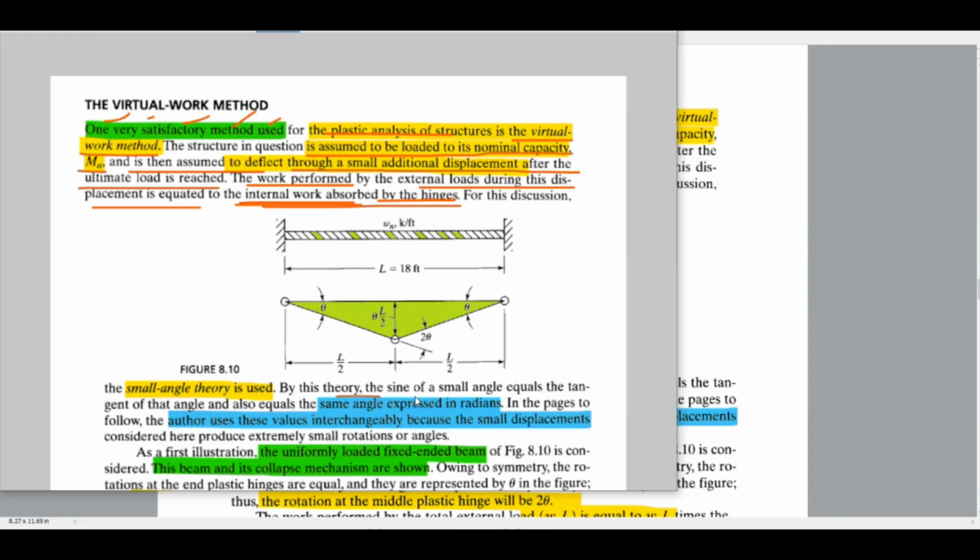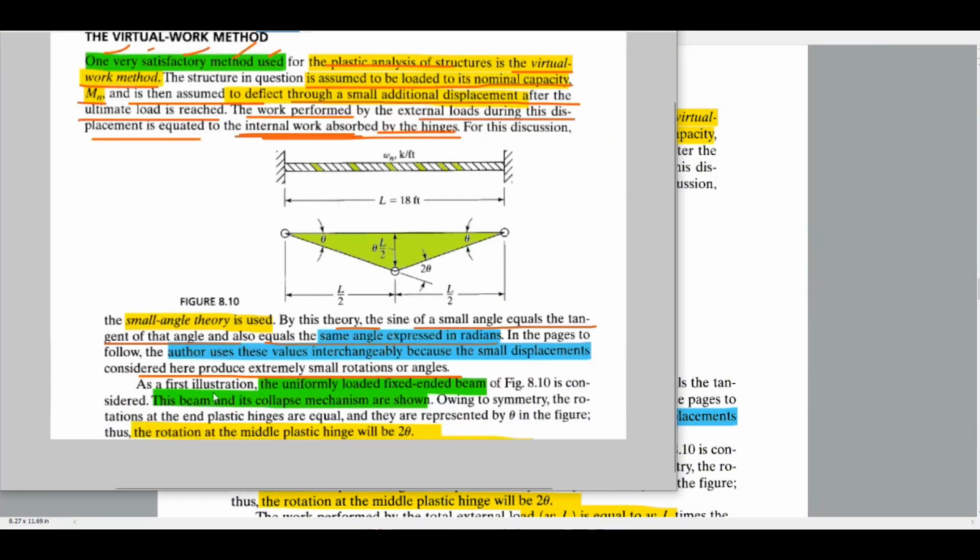By this theory, the sine of a small angle equals the tangent of that angle and also equals the same angle expressed in radians. In pages to follow, the author uses the values interchangeably because the small displacements considered here produce extremely small rotational angles. As an illustration, a uniformly loaded fixed-end beam is considered, and its collapse mechanism is shown.